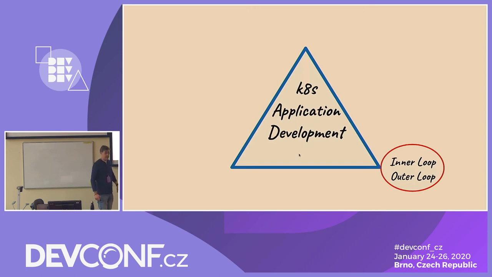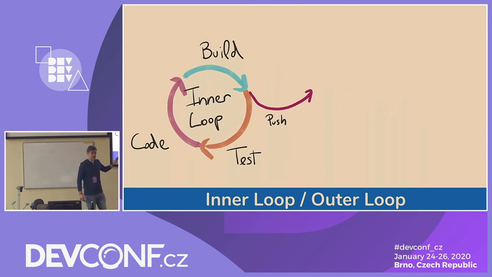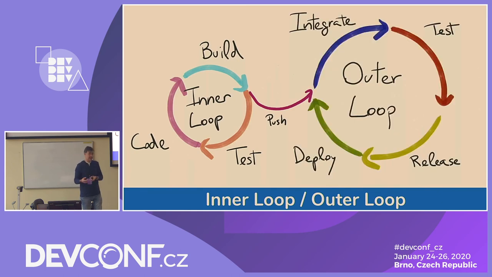The third angle of the application development phases, or the application development in Kubernetes, is inner loop versus outer loop. We developers know that there is what we usually do. It's called the inner loop. We code our application, we build it, and we test it locally, usually multiple times every day. Whenever we're ready, we push that code into a Git repository. And then there is an outer loop, what we usually call continuous integration, where that's automated, somebody doing the same process of delivering or deploying your application into multiple environments.